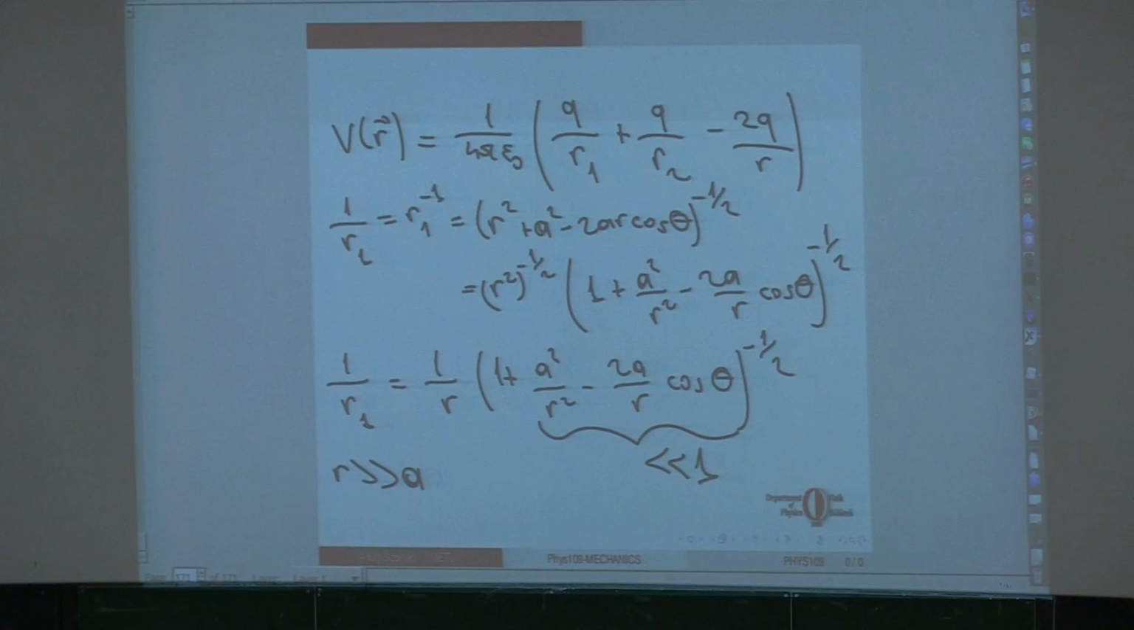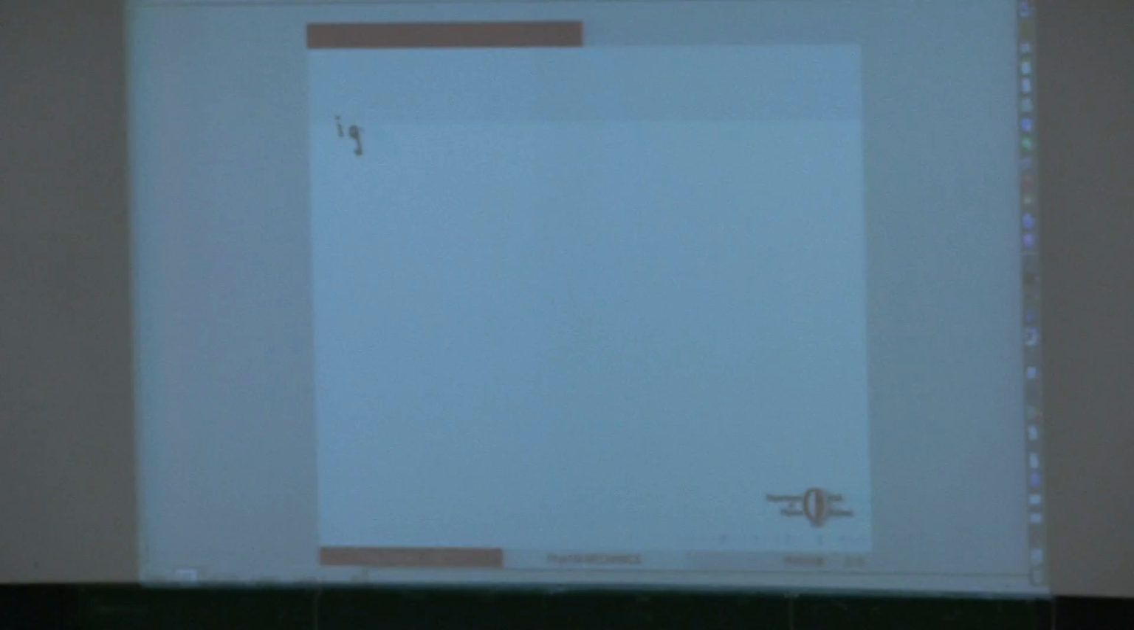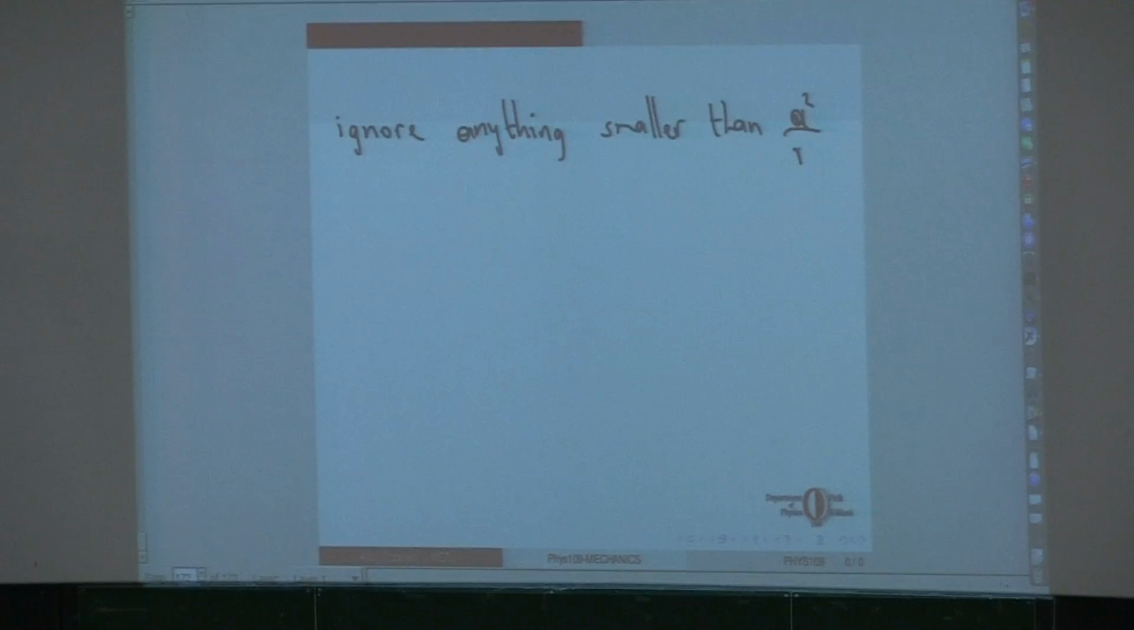Now, in this calculation, I will ignore anything smaller than a squared over r squared. A squared over r squared terms I will keep, but a cubed over r cubed terms I will just ignore, or anything smaller, because a over r itself is very, very small. It's of the order of 10 to the power minus 5, let's say. Its square is 10 to the power minus 10. Its cube, 10 to the power minus 15. It's negligible numerically. So 1 over R1 will be 1 over R.